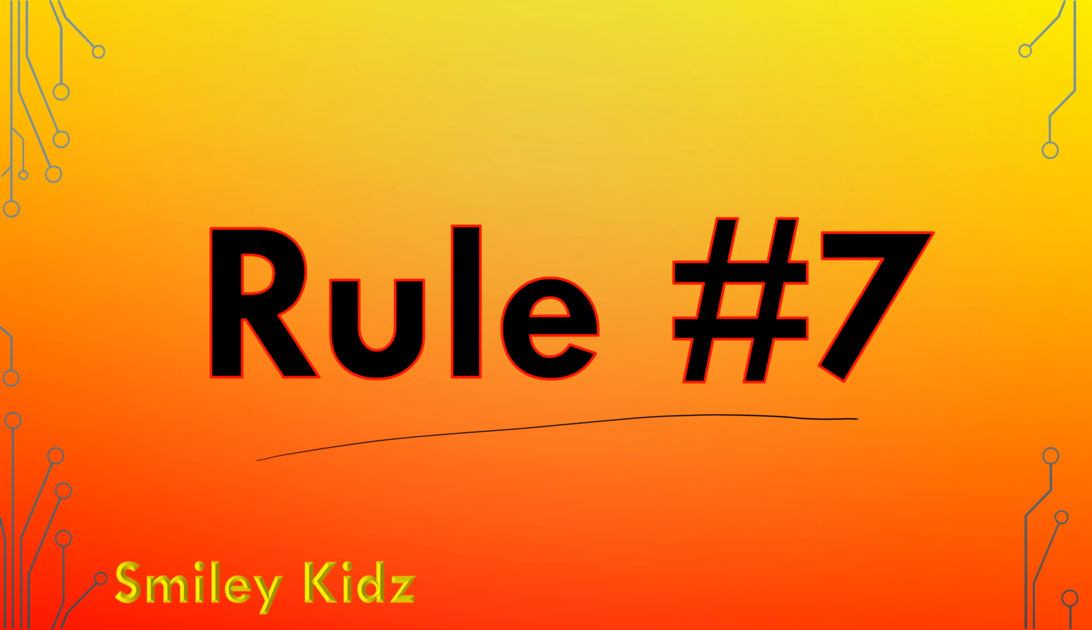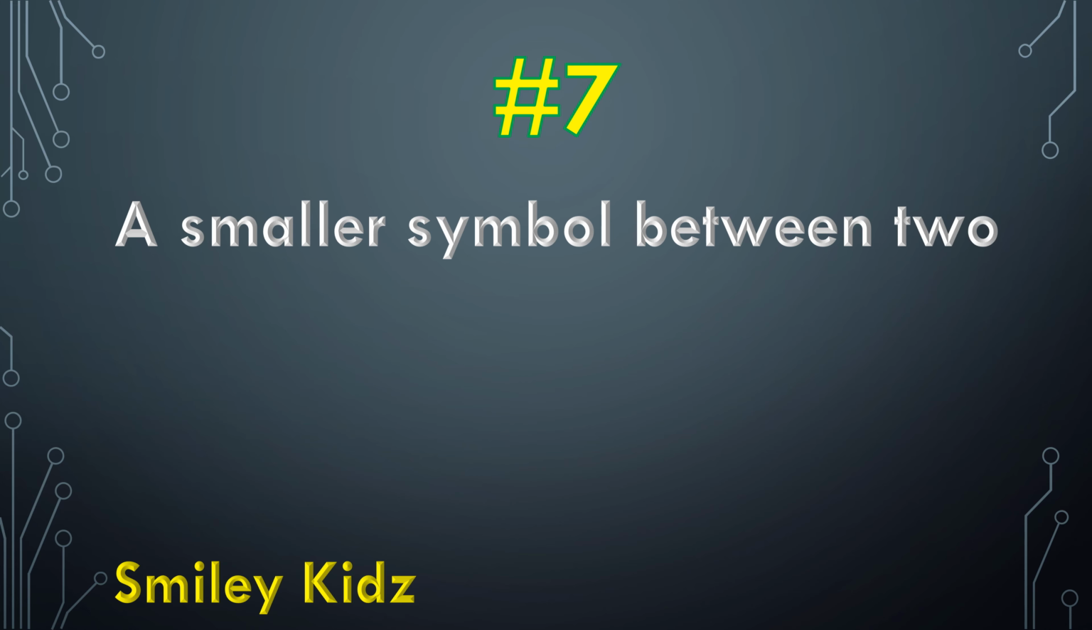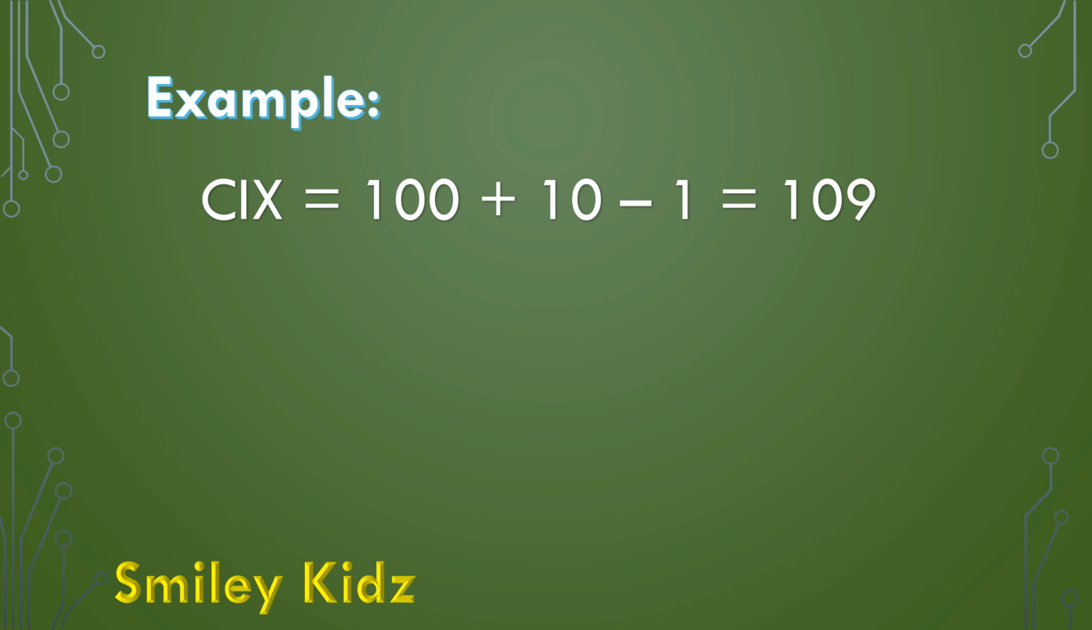Rule number 7. Rule number 7. A smaller symbol between two greater symbols gets subtracted from the numeral on its right. Now let's see an example. C and X are greater symbols, but I is smaller symbol. Here I is between two greater symbols. So we should subtract I from the right numeral, which is X. So 100 plus 10 minus 1 is equal to 109.